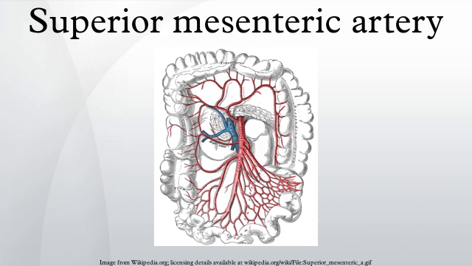Structure: it arises anterior to the lower border of vertebra L1 in an adult. It is usually 1 cm lower than the celiac trunk. It initially travels in an anterior-inferior direction, passing behind and under the neck of the pancreas and the splenic vein.